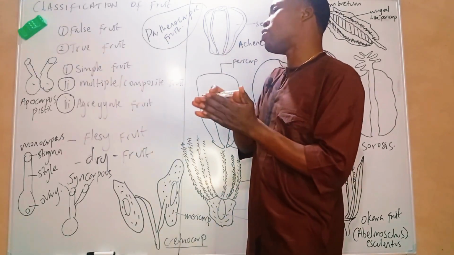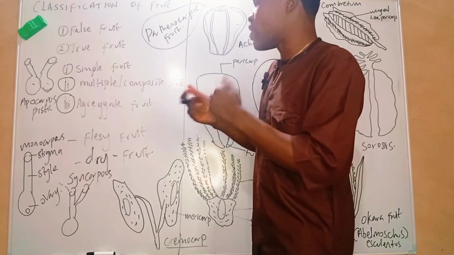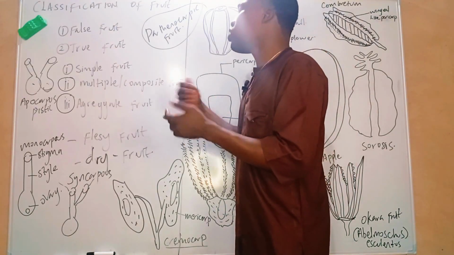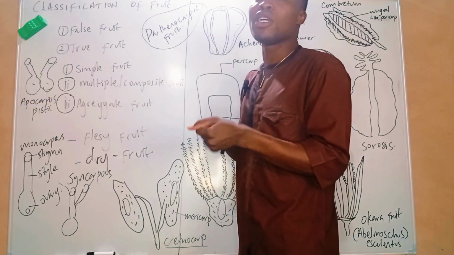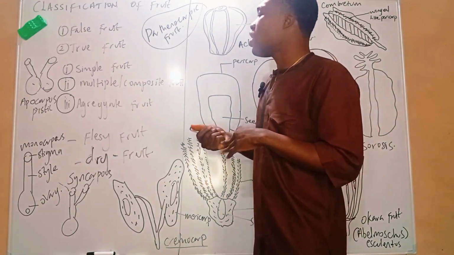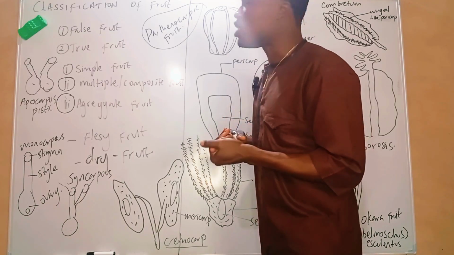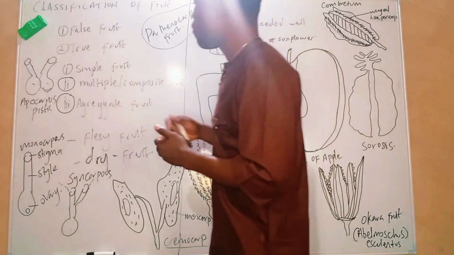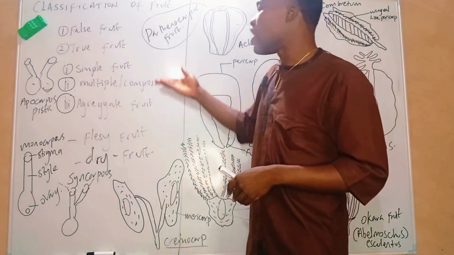There are usually two types, the sorosis and the syconium. I will explain now. Before I move away from multiple fruits, an example of a sorosis can be the pineapple. Then I have the syconium, the fig, Ficus carica. That's from the fig plant, and they are composite fruits.